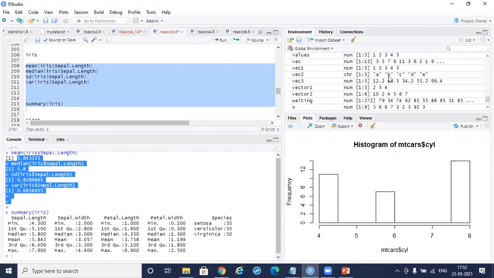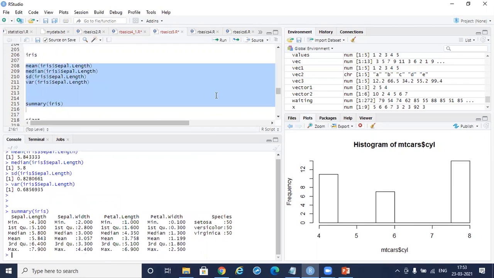So in this way, we can check how we can work with basic statistics in R. So we are done with the basic statistics in R now.